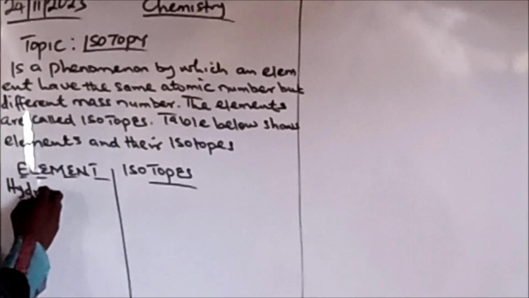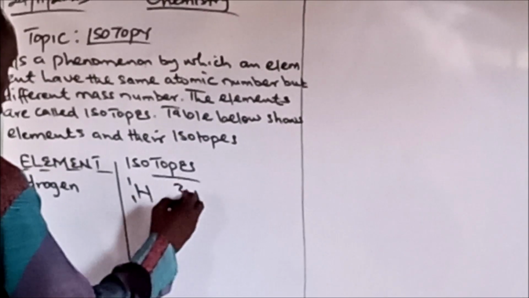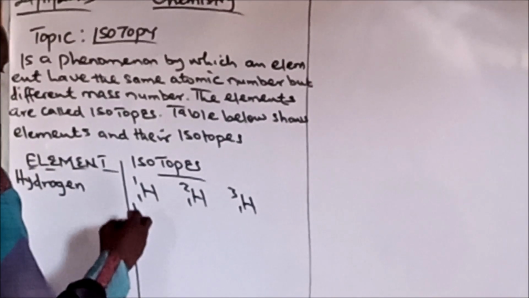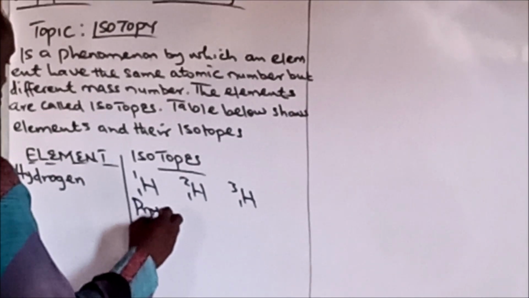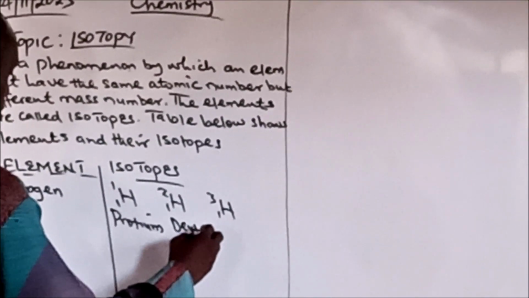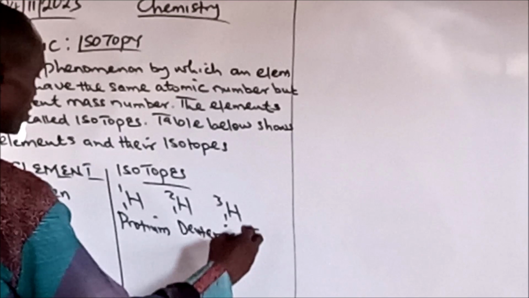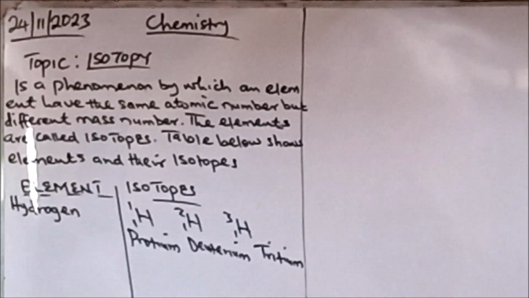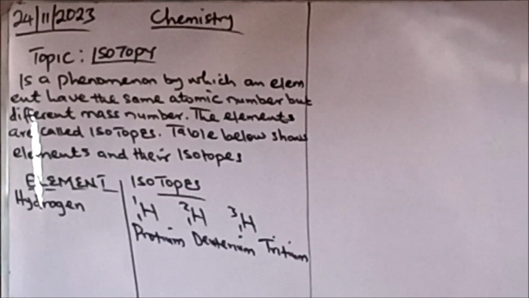Hydrogen is an element. H-1, H-2, H-3. H-1 is called protium. H-2 is called deuterium. This one is called tritium. So these are the three isotopes of hydrogen.